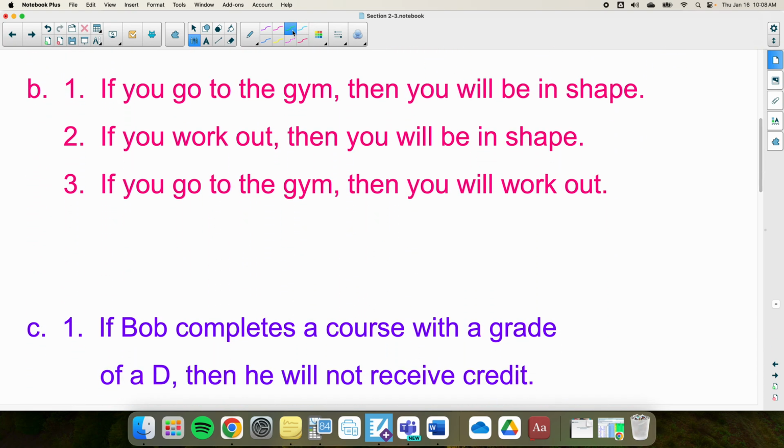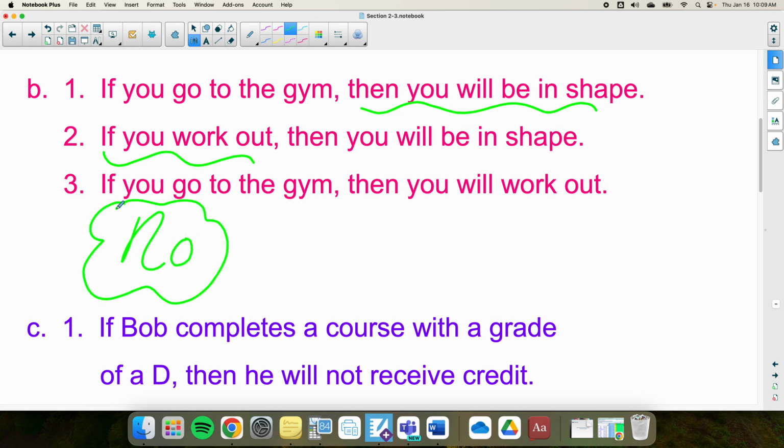This says, if you go to the gym, then you will be in shape. If you work out, then you will be in shape. Right, is this and this the same? No, isn't it these two that are the same? So that's not correct, so then we're just gonna say no.